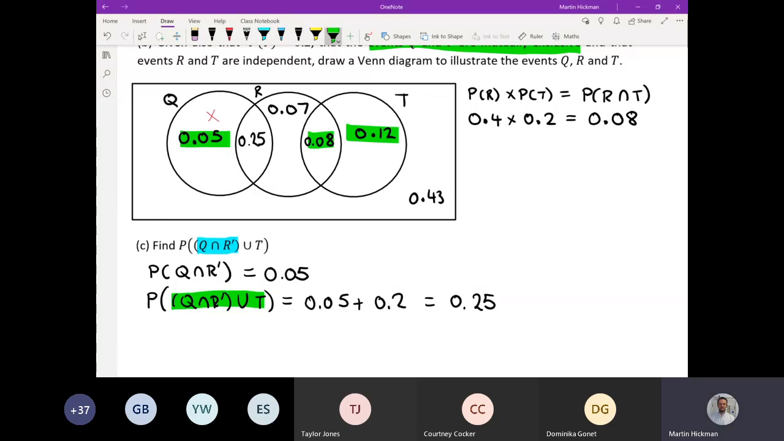whilst that would not meet that first condition, because R would be happening, it meets the second condition because T is happening. So when I get to that OR bit, as long as one of the events happens, and you would be right in saying I would disregard the first event happening of Q and not R, but in terms of the second event, T is happening. So I can include that 0.08 in that part of the calculation.